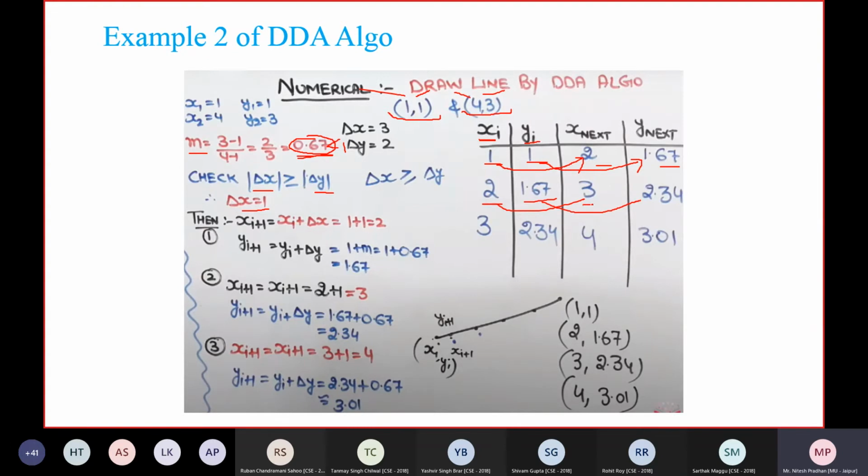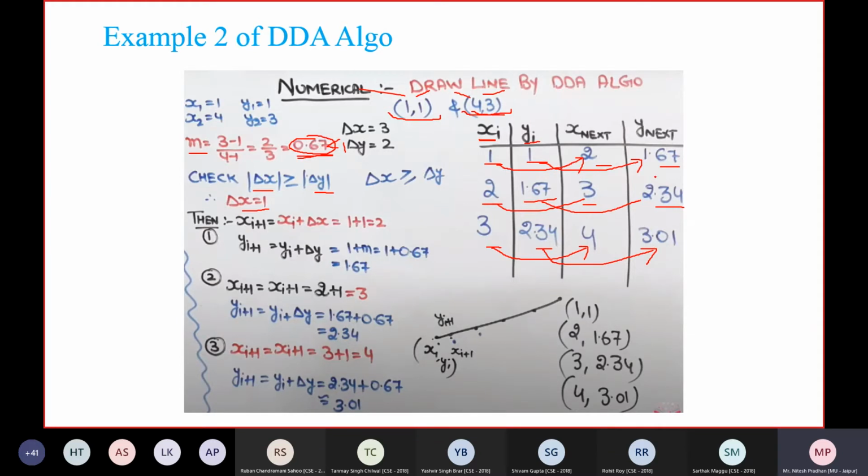After then you have to take 3 and 2.34 as the initial points, and you have to increase for the next iteration, next point, that is x_i में plus 1 add किया it becomes 4, 2.34 plus 0.67 add किया तो it becomes 3.01. Now you have to stop your algorithm. Why? Because you reached your x2, y2 point, which is something like 4, 3.